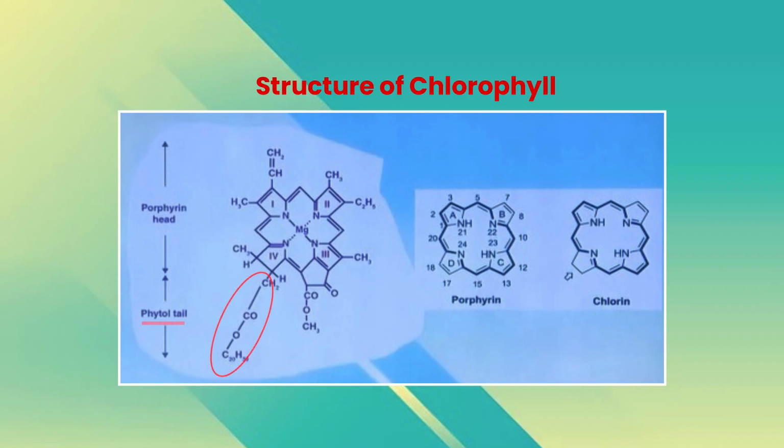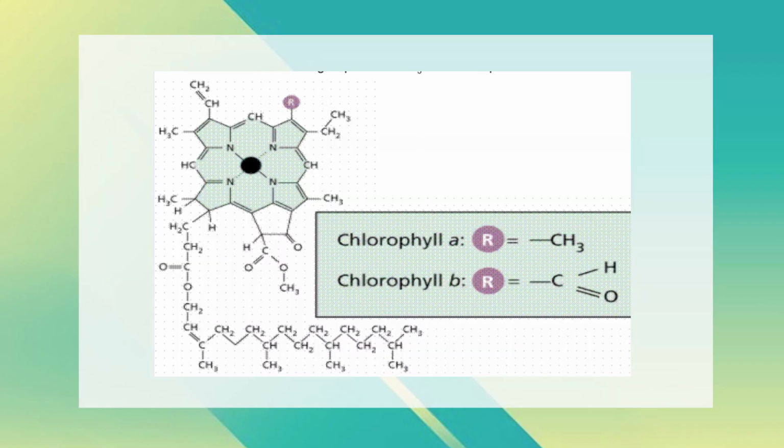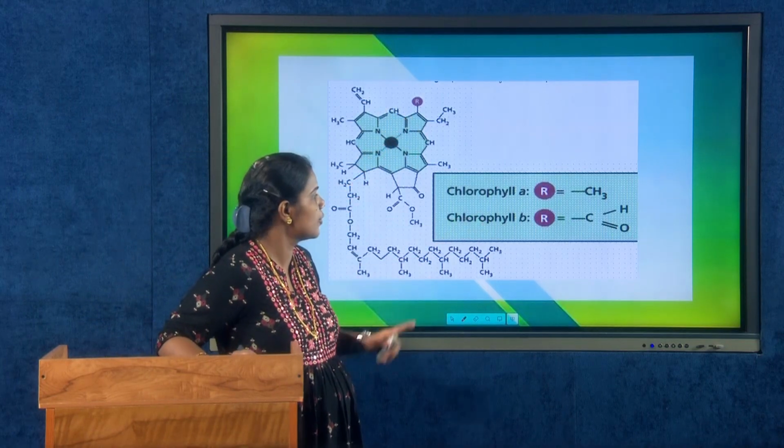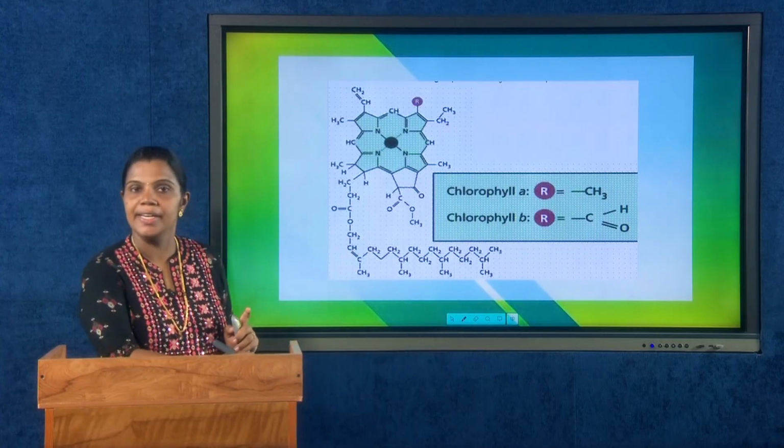You can see the long hydrocarbon chain or the phytol tail here. Here you can see the structure of chlorophyll A and chlorophyll B. You can see that the substituent in chlorophyll A is a methyl group and in chlorophyll B is the aldehyde group.